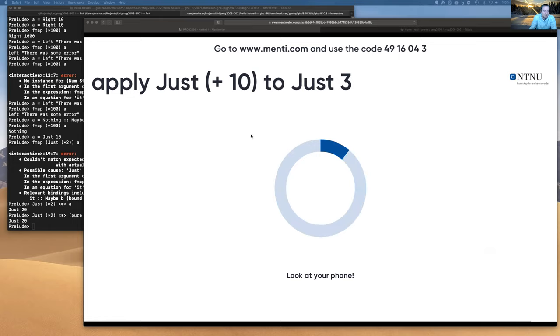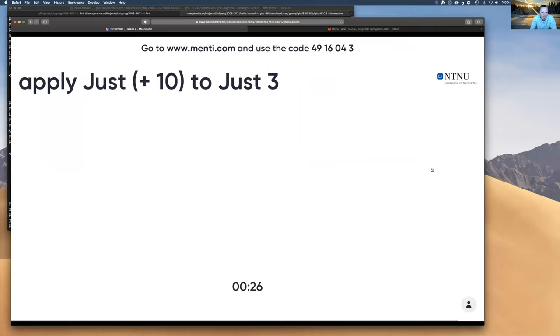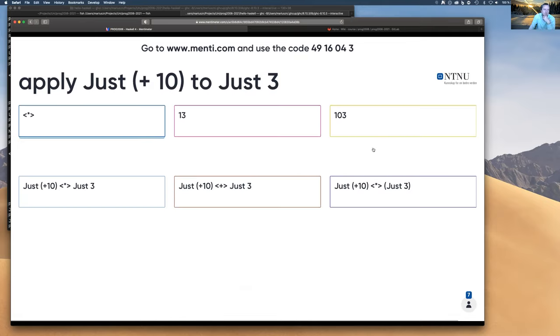So how would you, I will hide it. How would you apply a function in the context to a value in the context? So plus 10 is a unary function which takes one element and it can operate on numbers. And just one is a number in a context. And now we want to apply this to this.